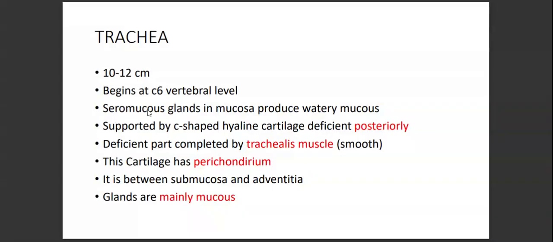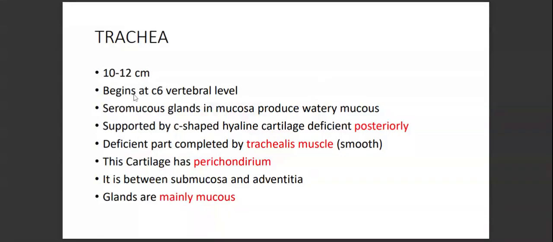So this trachea has got what we call seromucous glands in the submucosa. Okay, submucosa here, pay attention, not mucosa, the submucosa. So these seromucous glands produce watery mucus. The importance of this mucus, just like we said earlier, is to trap any unwanted materials that are coming inside the airway with the air.